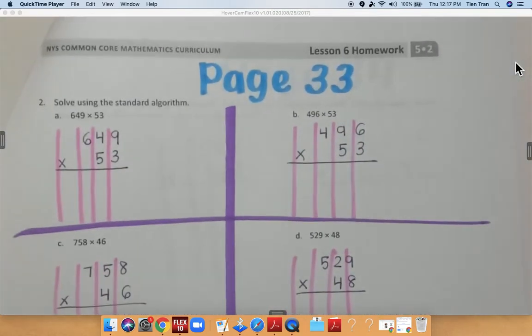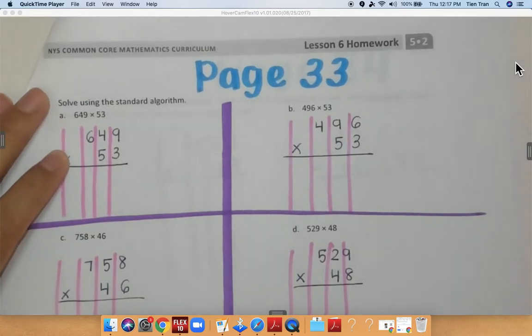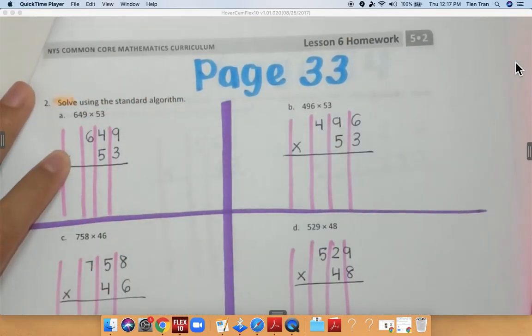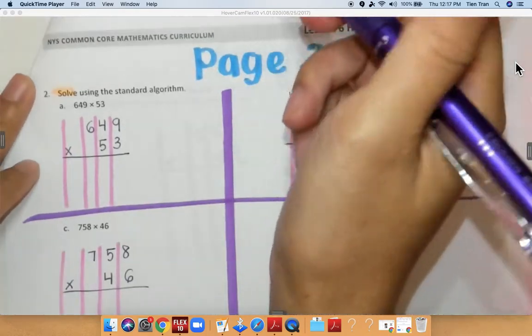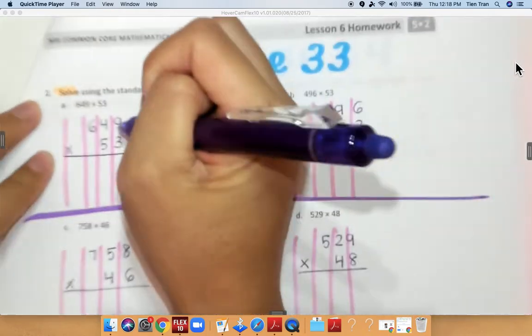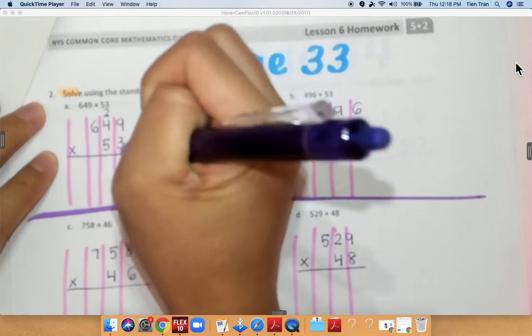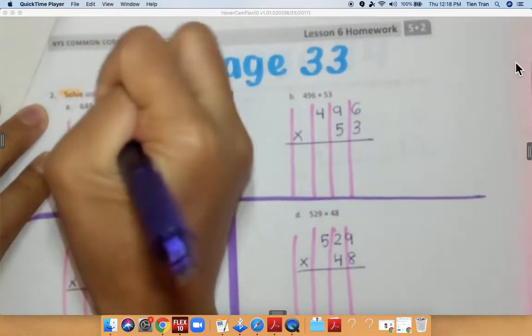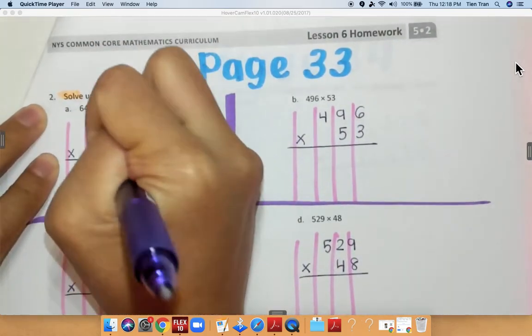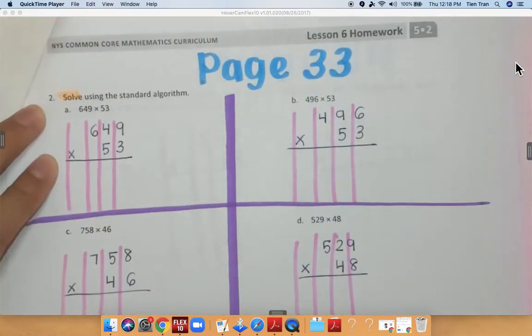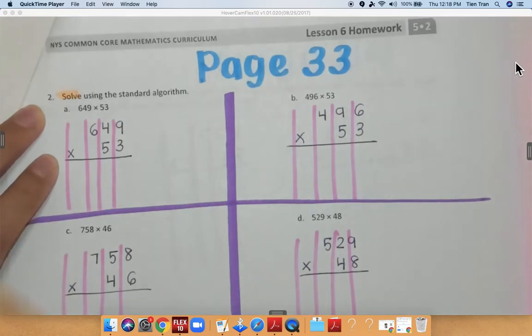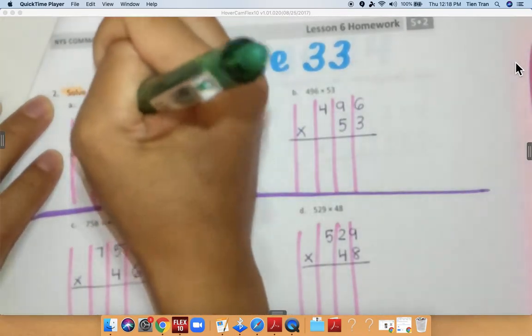Now, I am on page 33. They asked me to solve using the standard algorithm, so I don't have to do the area model. All I need to do is to multiply. I know that 9 times 3 is 27. I'm going to use a different color pen. And the reason being is because I want to make sure that you guys can see they're different colored. 9 times 3 is 27.